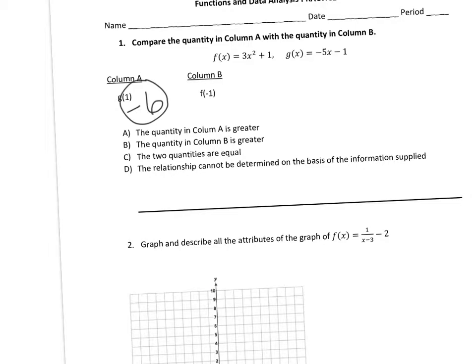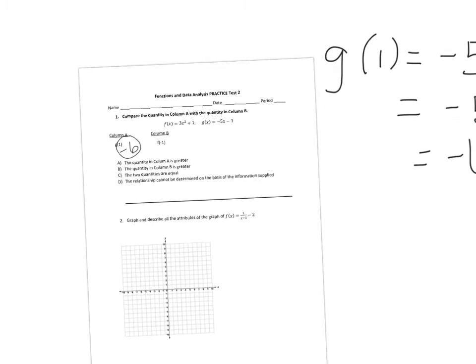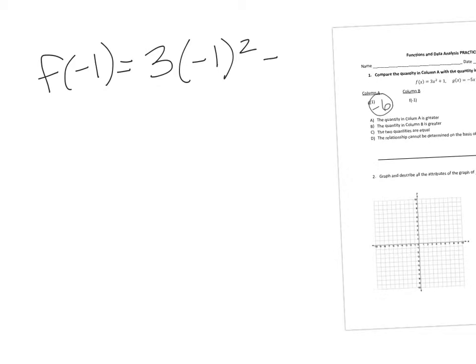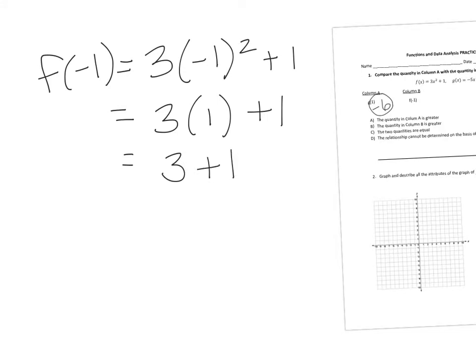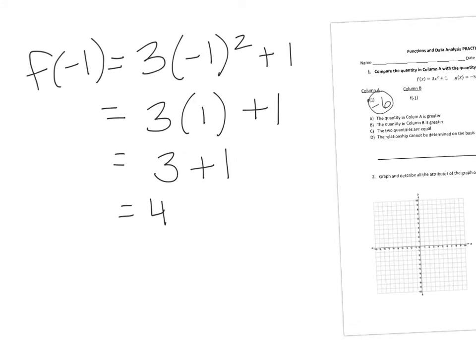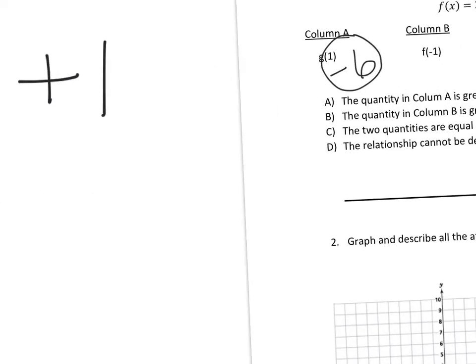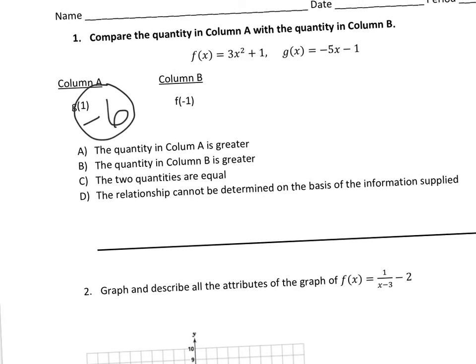Okay, next we are going to plug in negative 1 into f of x. So I'm going to do that on this side. We've got f of negative 1 is equal to 3 times negative 1 squared plus 1. And then if I do my exponents first, negative 1 squared is positive 1. And then multiplication goes next. 3 times 1 is 3. And then lastly, 3 plus 1 is equal to 4. So if I go back over here, f of negative 1 was positive 4. So this is going to be a positive 4.